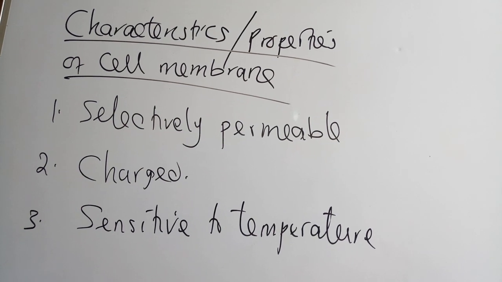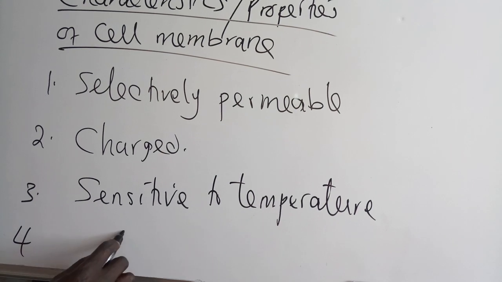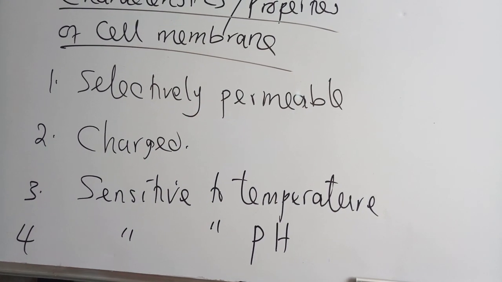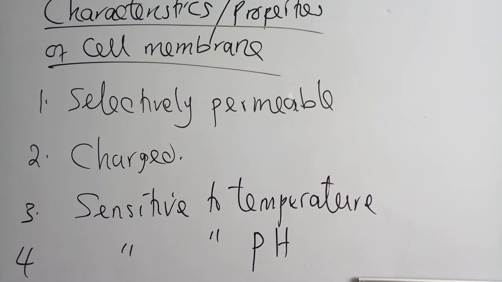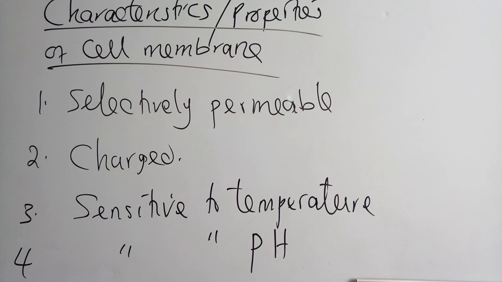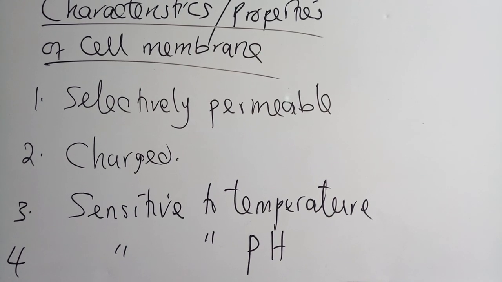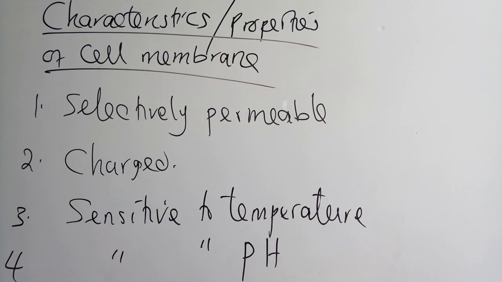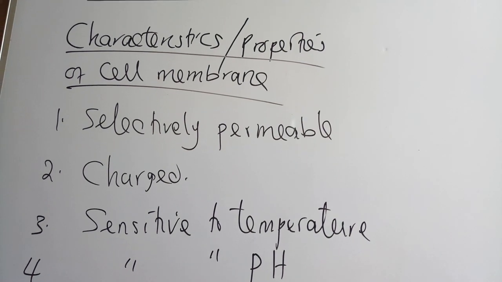The cell membrane is also sensitive to pH. So changes in pH will end up destroying or altering the nature of the protein layer. Once the protein layer of the cell membrane has been altered, then selectivity of the cell membrane no longer exists. So those four are the main characteristics or properties of the cell membrane.